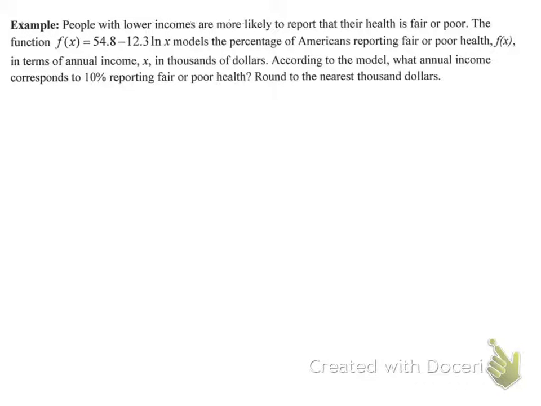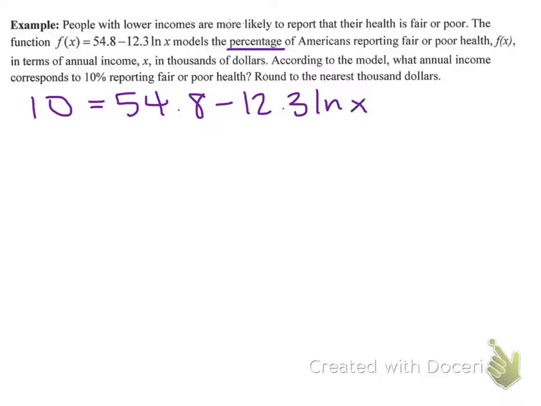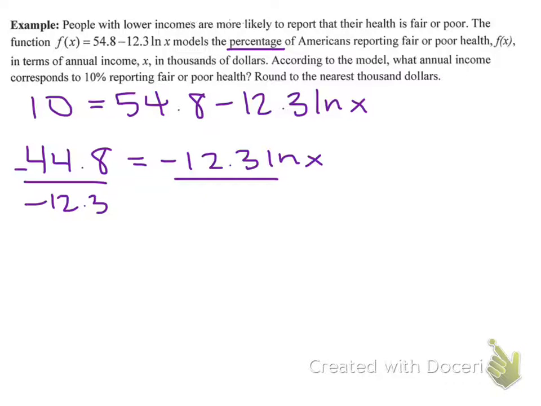So again, we're going to plug our 10 in. Again, it says percentage, so we leave it. So I have 10 equals 54.8 minus 12.3 ln of x. You cannot subtract these two numbers, the 54 and the 12, because the 12 is attached to the natural log. But I can subtract the 54.8 over to the 10. When I do that, I get negative 44.8 equals negative 12.3 ln x. We're going to divide both sides by this negative 12.3.